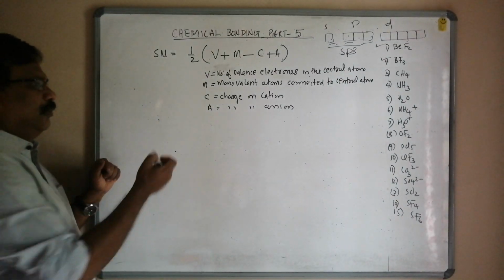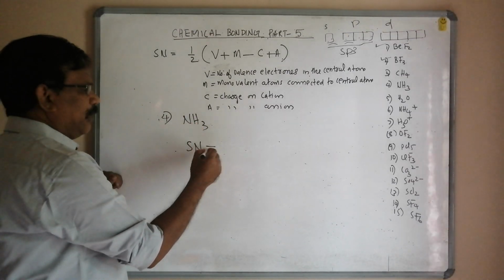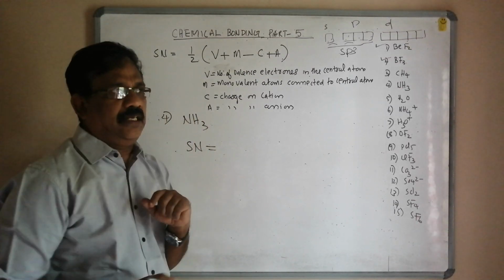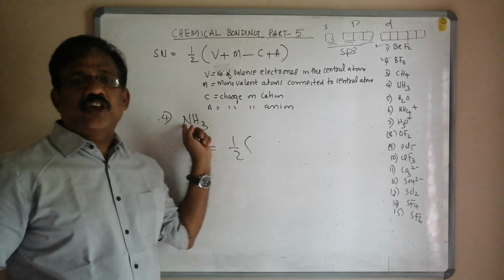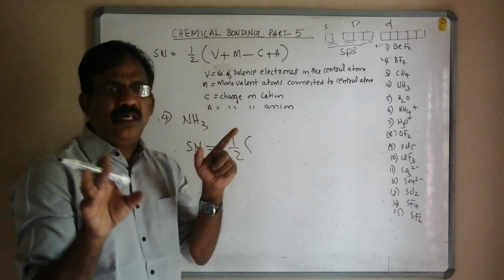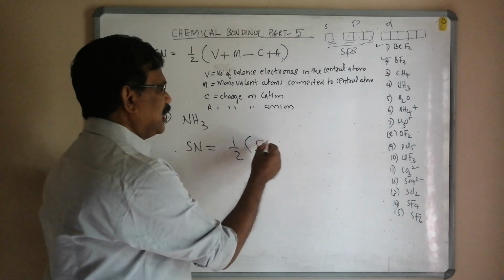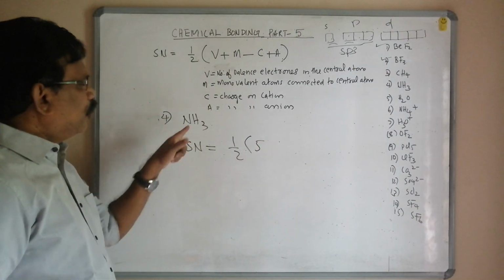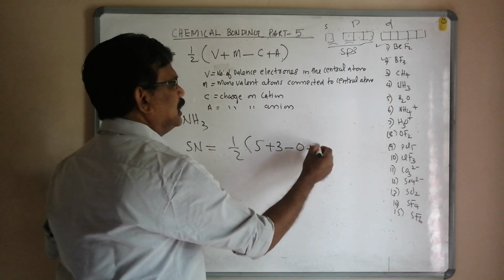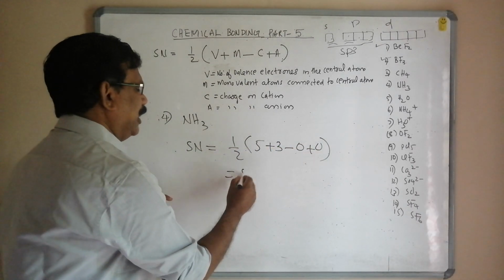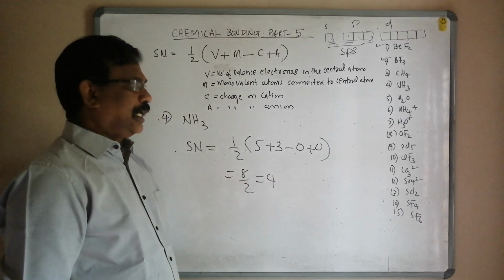NH3. Fourth molecule, ammonia, NH3. So steric number is equal to the number of hybrid orbitals around nitrogen. So Sn is equal to half into nitrogen, phosphorus, arsenic, antimony, bismuth, 15th group. They contain 5 electrons in the valence shell. Nitrogen has 5 electrons in the valence shell. Monovalent atoms 3, so plus 3. This is a neutral molecule, minus 0 plus 0. Is equal to 8 by 2 is equal to 4. 4 hybrid orbitals around the nitrogen.